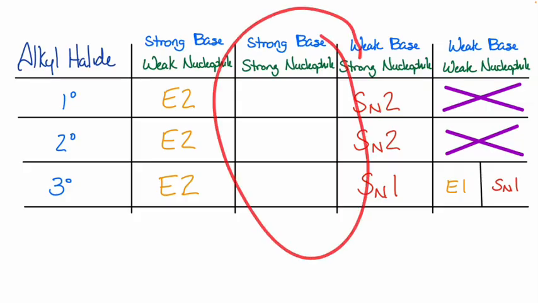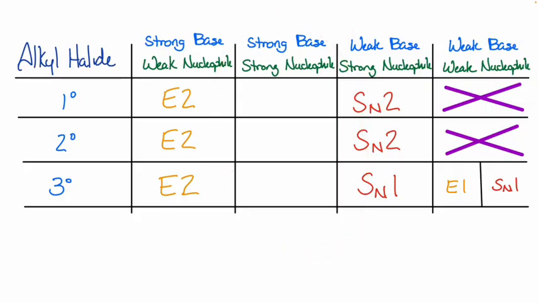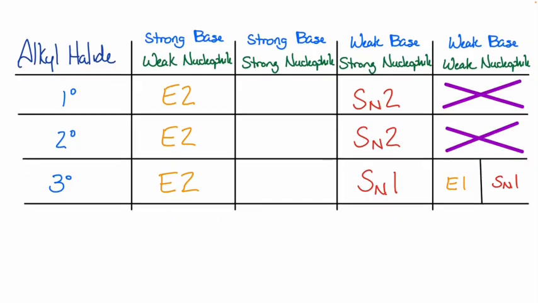All right, and then the hardest category here are these molecules that are good at both. Since they're good at being bases, these elimination reactions are likely, but they're also good at being nucleophiles, so these substitution reactions are likely. So how are we supposed to figure out what prefers what? The key to understanding this particular category is going to be steric hindrance of that electrophilic carbon.